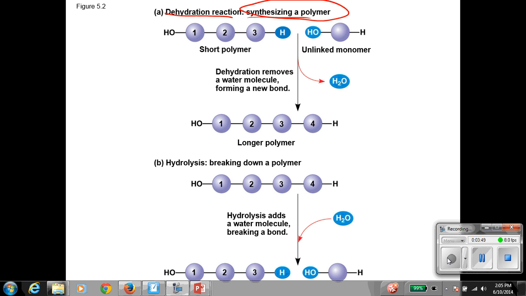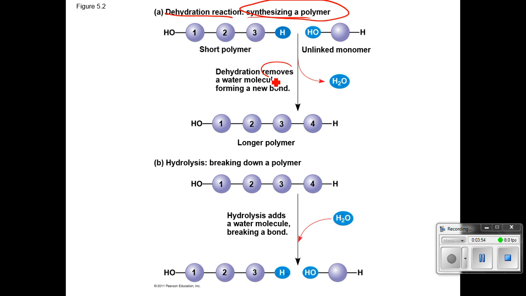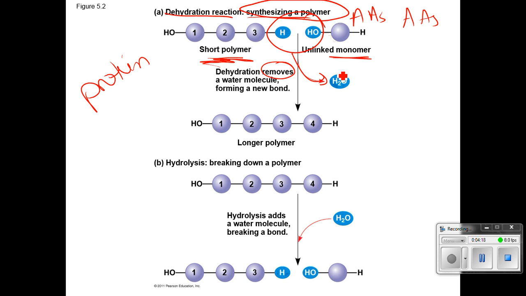Okay. So in this case, we are actually going to remove water from the equation. So here is a short polymer, and we're going to link that with another monomer. So each time we're adding a monomer, say this is a protein, and we have the amino acids over here. Each time we add an amino acid to the chain, we're going to build or make or remove a water molecule to make that happen.